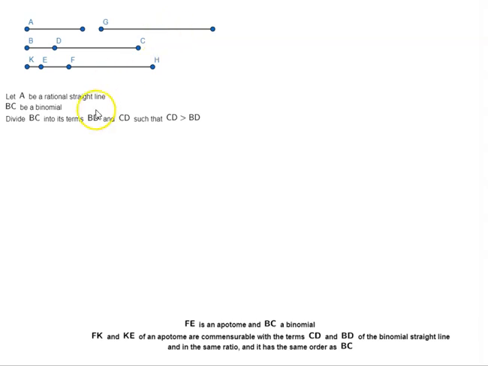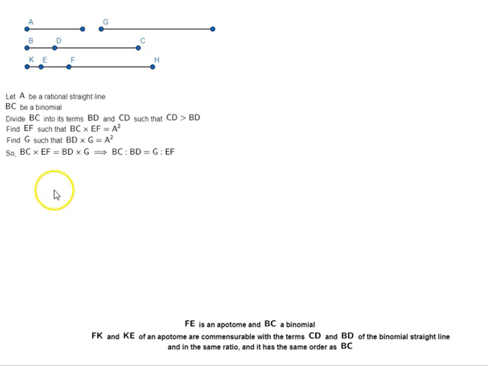Divide BC into its terms BD and CD such that CD is greater than BD. Now remember, since this is a binomial, that means CD and BD are commensurable in square only. Okay. Now we find EF such that BC by EF is equal to A square on A. Now we find G such that BD by G is equal to A square. So now both of them are A square.